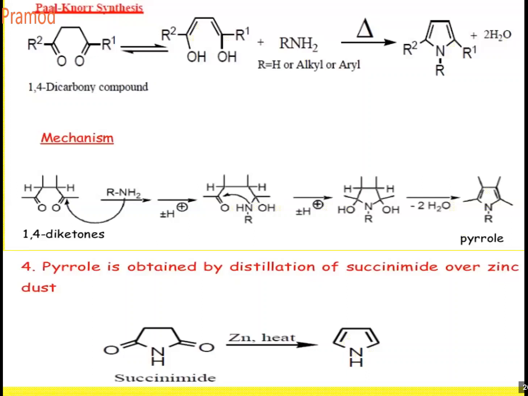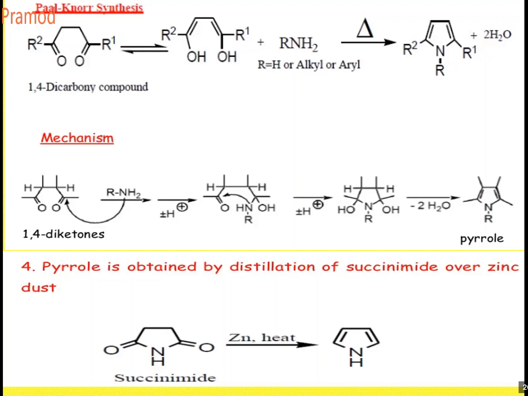Let's go for the mechanism of action. So you have a 1,4-dicarbonyl compound. It undergoes keto-enol tautomerism. Then when you heat it with amine, you get your pyrrole. What is seen? Your amine attacks your carbonyl carbon. There is OH, and again the amine attacks your other carbonyl too. So it forms a cyclic compound, and in acidic medium it undergoes dehydration to give your pyrrole. So this is your third method.